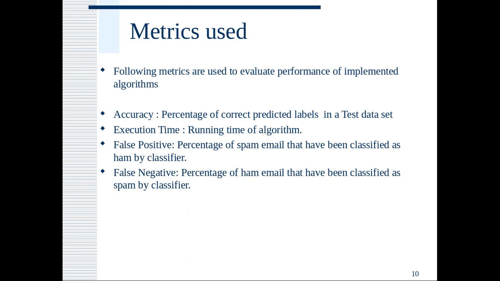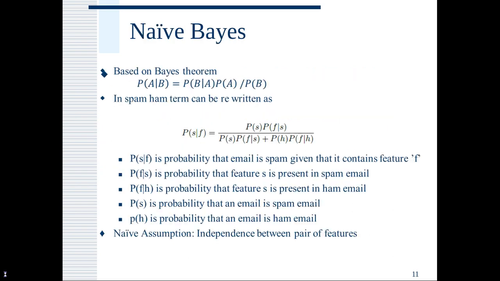False negative is a very important criterion to evaluate a spam filter because even if one correct ham email is marked as spam by the classifier, the end user can lose an important email. Therefore, from an effective spam filter perspective, high accuracy, low execution time, low false positive and very low false negative is desired. Let us now proceed further and discuss the implementation.